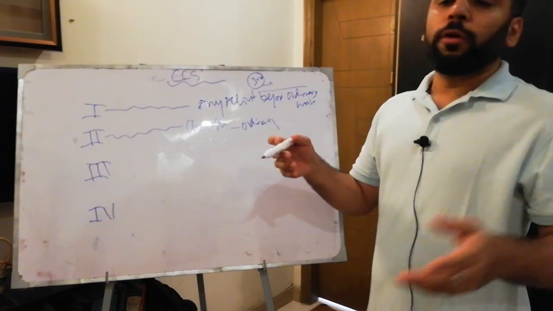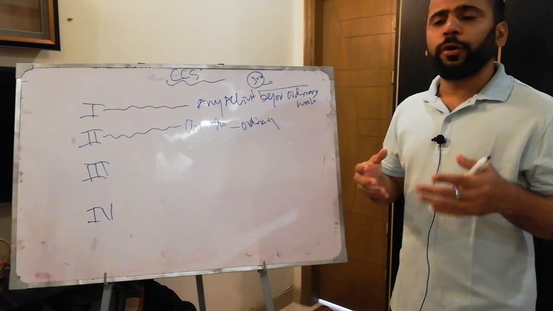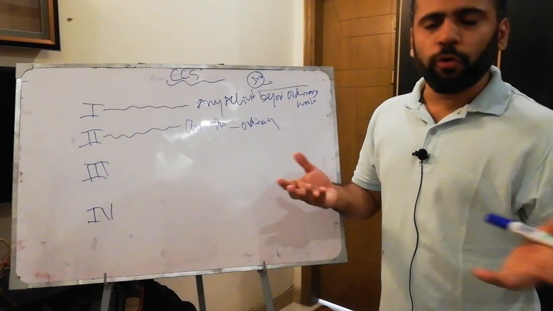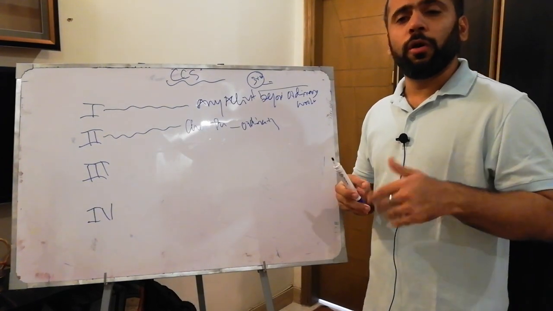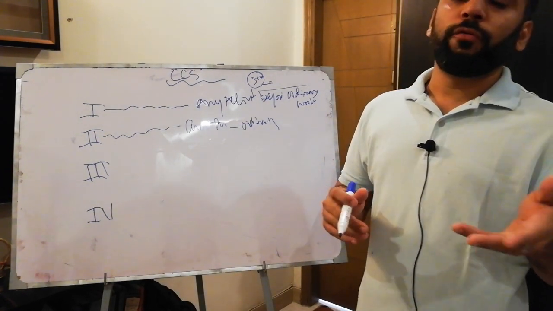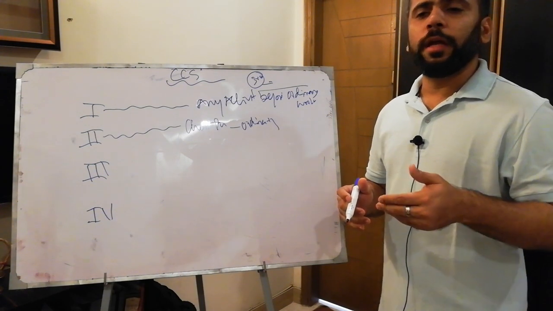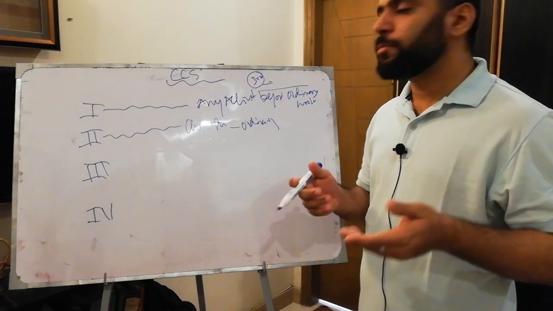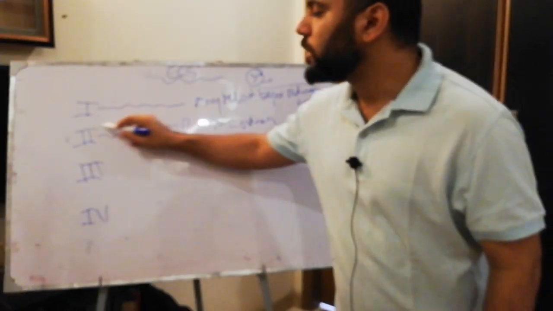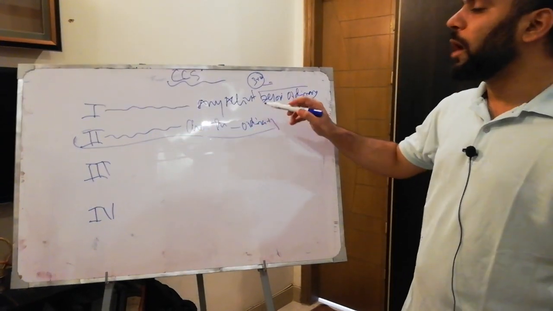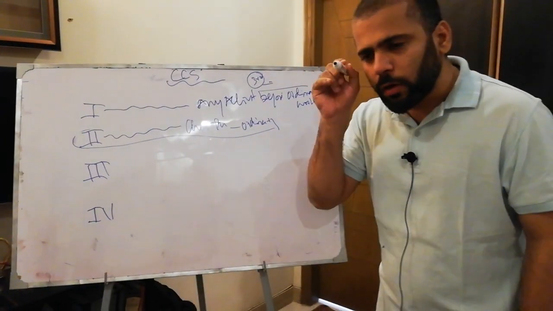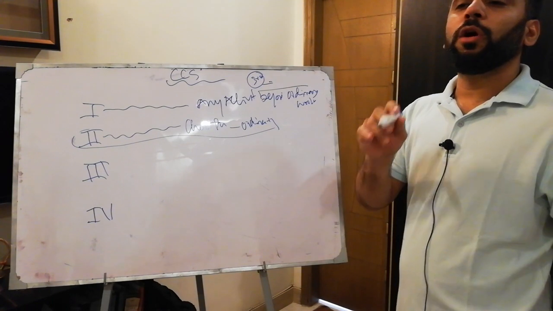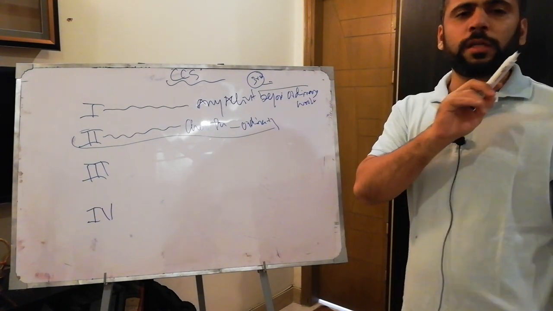Or if your patient used to walk 3 or 4 miles, but now when he or she walks 3 or 4 miles, he or she develops chest pain, it means your patient has CCS class 2 angina, because now he has chest pain on the same ordinary work which he or she used to do in the past.